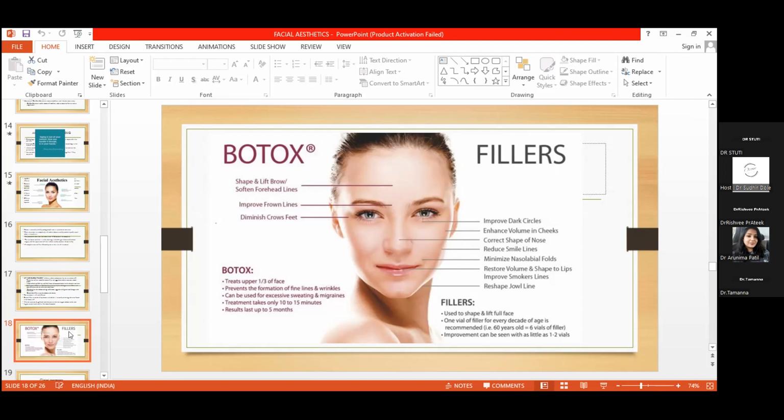And fillers are used to shape and lift the full face. An improvement can be seen as little as 1 to 2 weeks. So Botox and fillers have instant chair results whenever you inject.